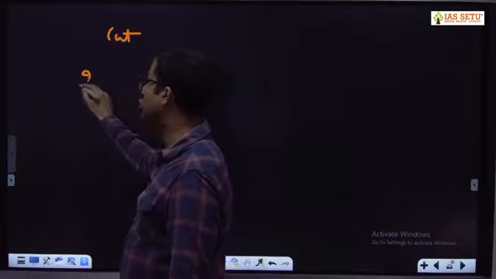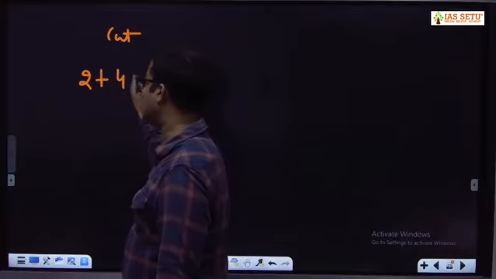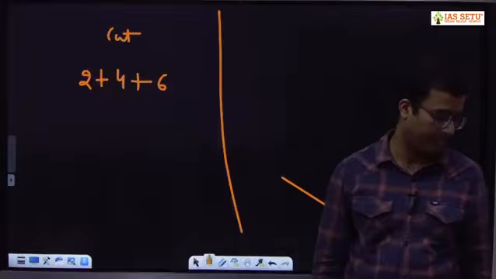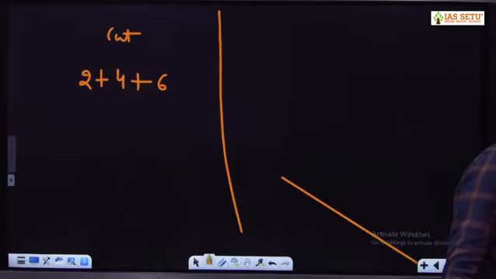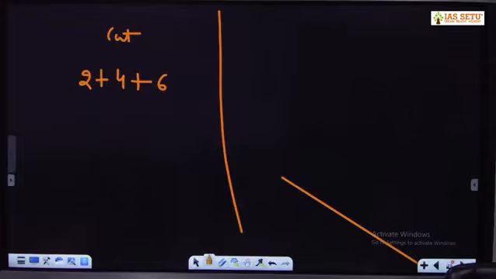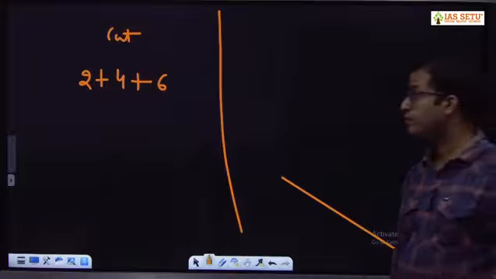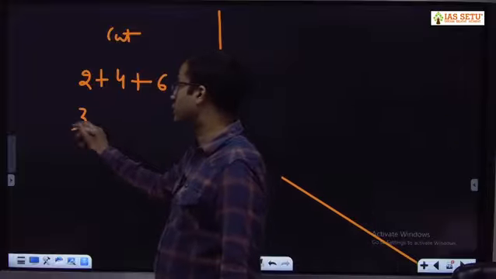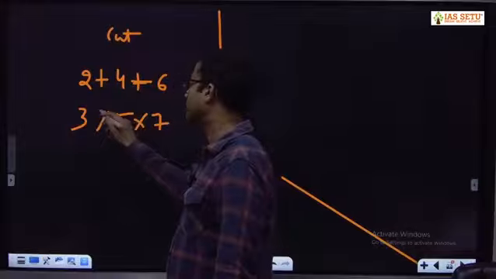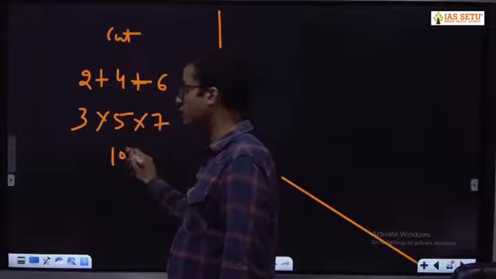Next, you make 2 cut on X, 4 cut on Y, 6 cut on Z. Find how many pieces will be there. 2 cut on X axis, 4 cut on Y axis, 6 cut on Z axis will give you how many pieces? Now here 2 cut gives you 3 pieces, 4 cut gives you 5 pieces, 6 cut gives you 7. What is 15 into 7? 105.